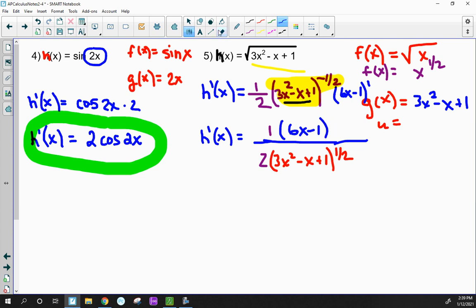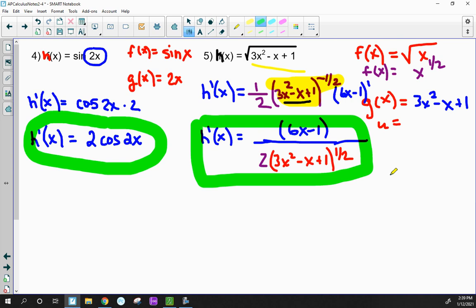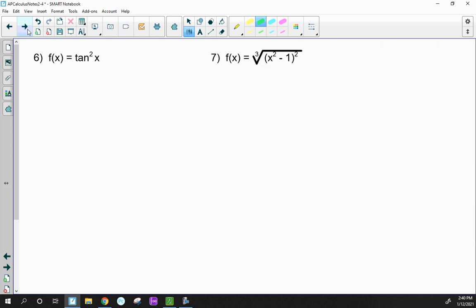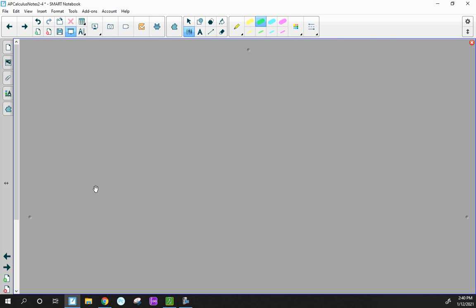And then we could actually take out the 1. 1 times 6x minus 1 is still the same. And so what you're currently looking at is the best way to write the derivative answer. Okay, keep going. We'll do a few more here.